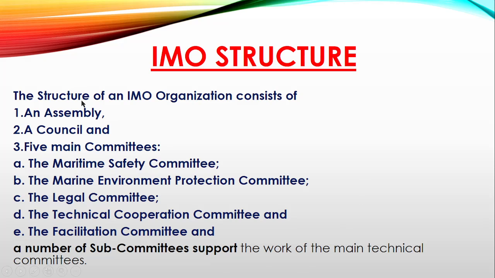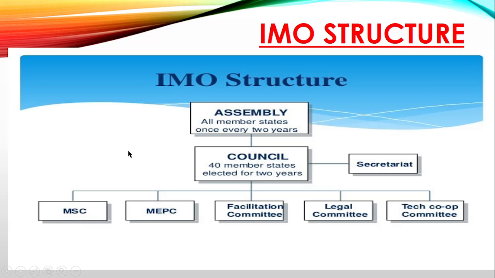So the structure of an IMO basically consists of what? An assembly, council and 5 main committees. These 5 main committees are MSC, which is called Maritime Safety Committee, then MEPC, Marine Environment Protection Committee, then Facilitation Committee, then Legal Committee and Technical Cooperation Committee. In my upcoming video I will explain each and every committee. Today we will explain these two things.